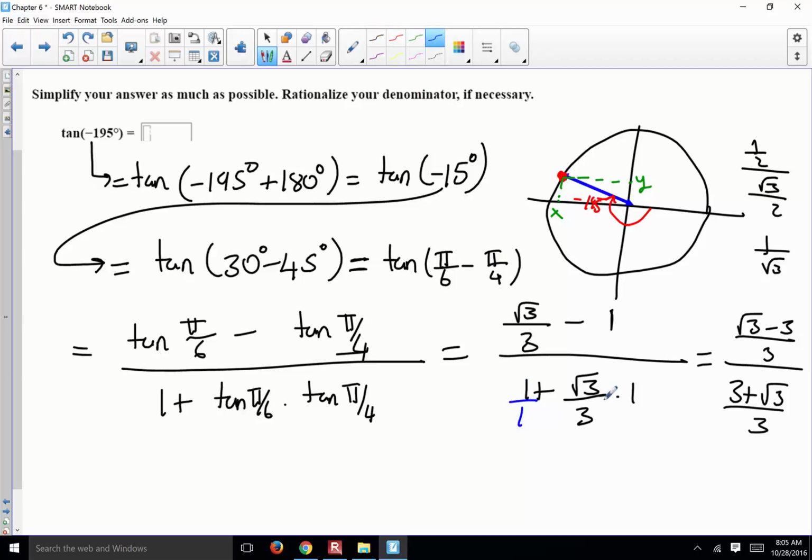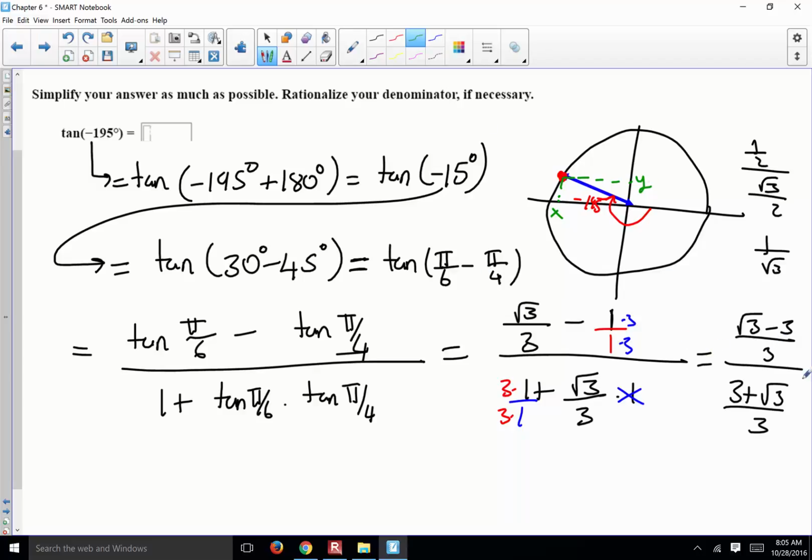This is denominator 1. By the way, you can drop this. 1 times anything is that thing. And I multiply both sides by 3. That's how I got the denominator 3. And the top is 3 plus root 3. And same deal here. I multiplied both sides by 3. Root 3 minus 3 over 3.